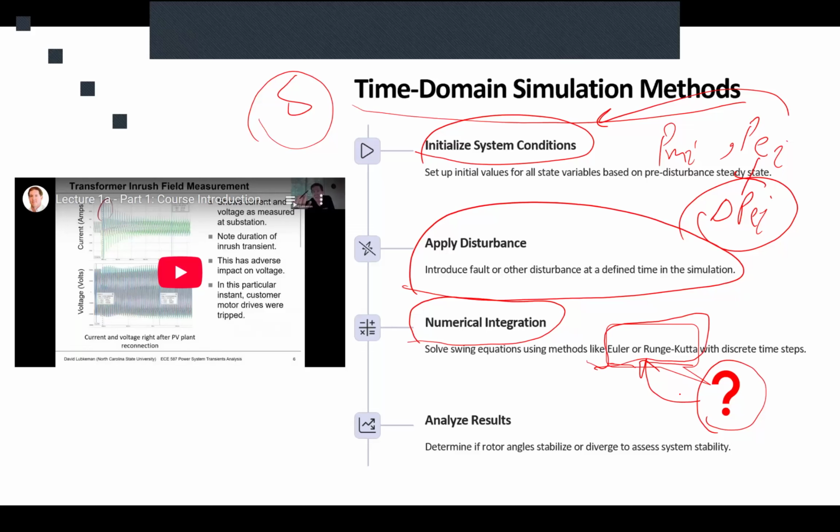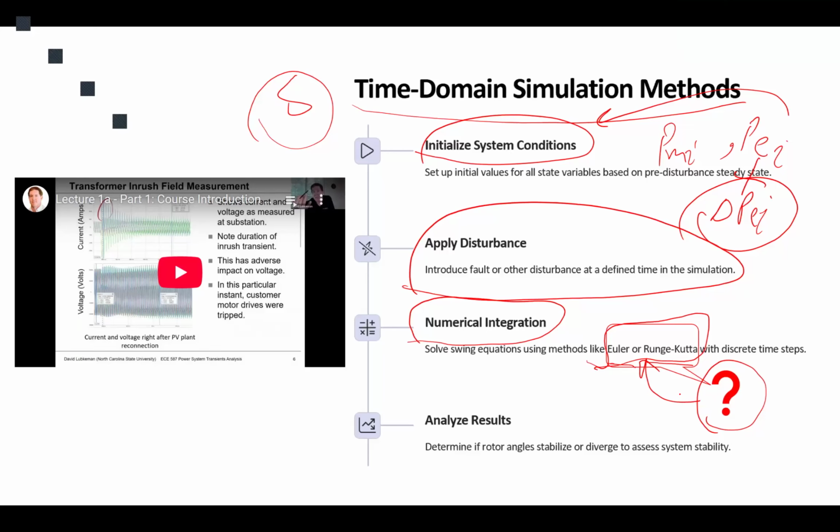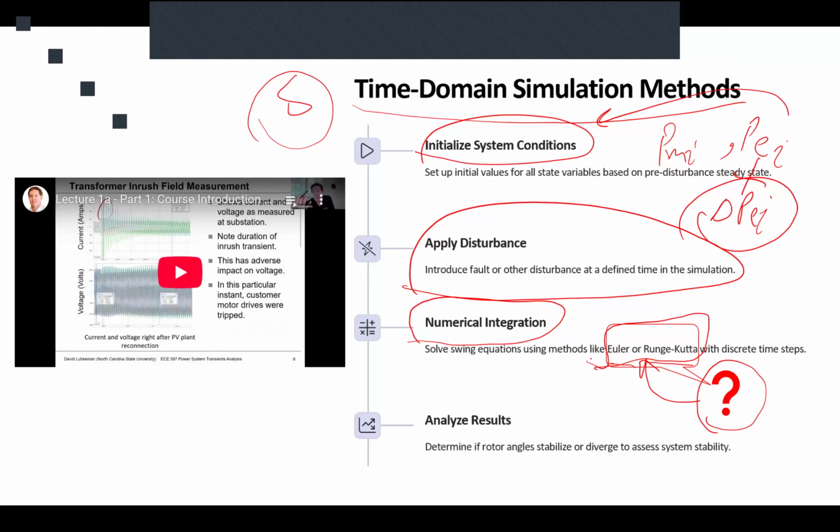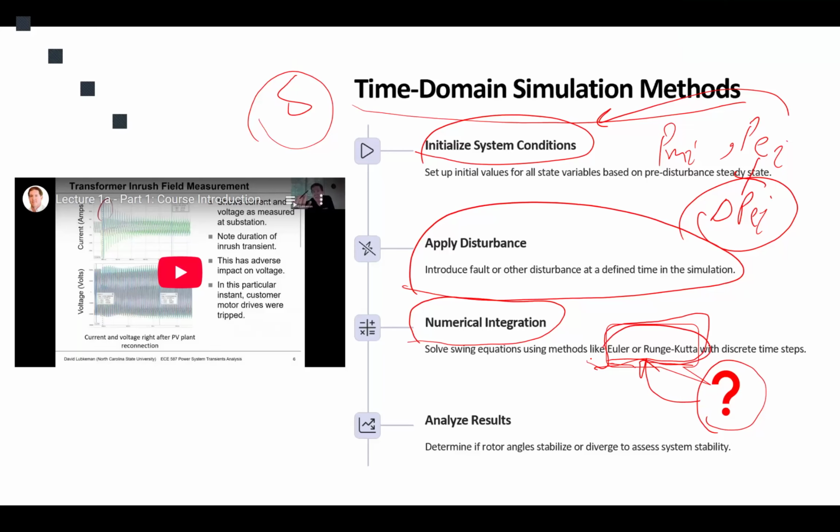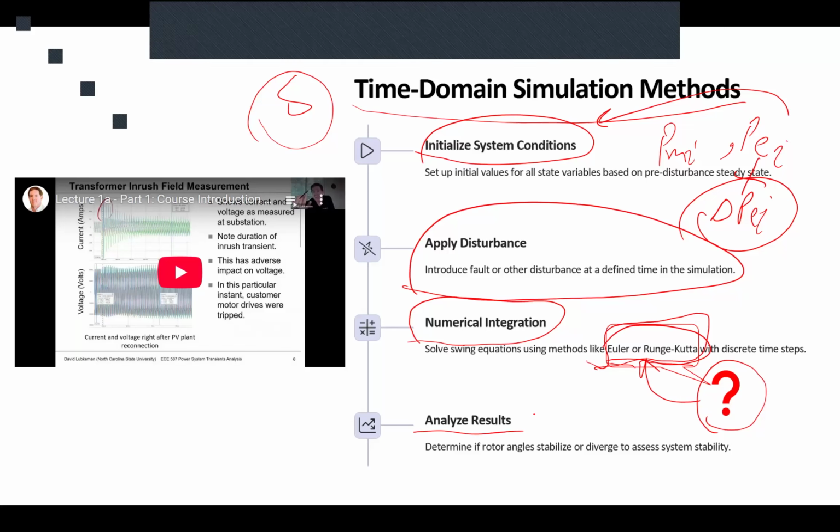If you take a course in the math department for differential equations, most of the discussion would be around Euler and Runge-Kutta because they are the tools. They are the key to solving those problems. Now we have an algorithm. We have our matrix model. We have an iterative simulation to analyze the behavior of delta based on the disturbance.